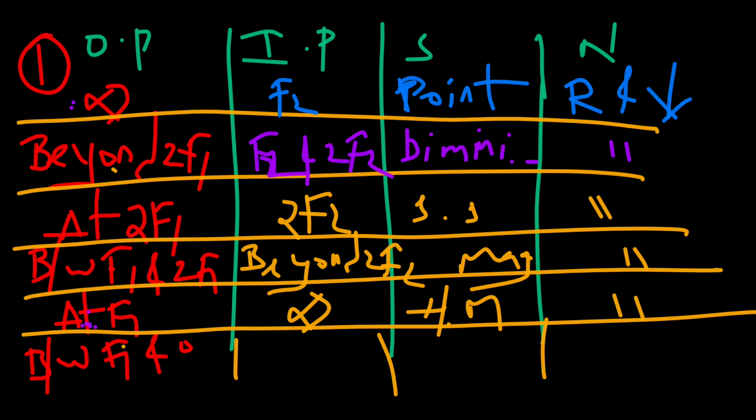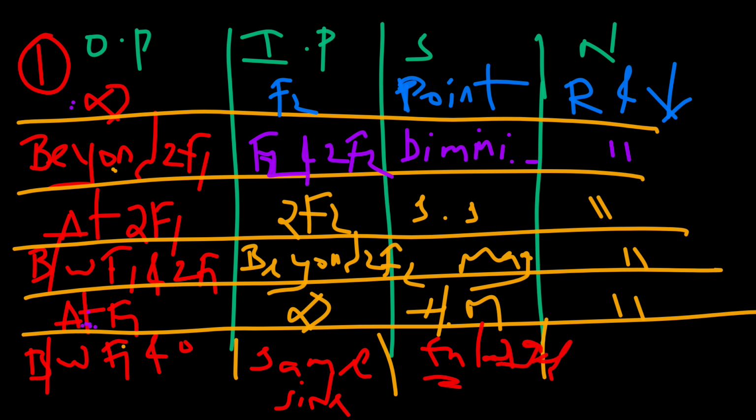But coming to the last and final situation, and only in this situation, when the object is in between F1 and O, the image is formed on the same side of the object. And what about the size? Size is enlarged or magnified. And here it is not real and inverted, it is virtual and erect image that is formed. So this is the most important table for examination. So keep that in mind and read it carefully.